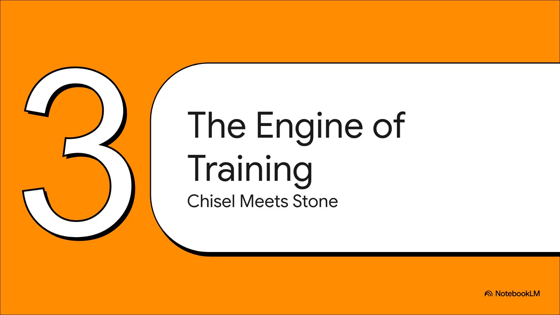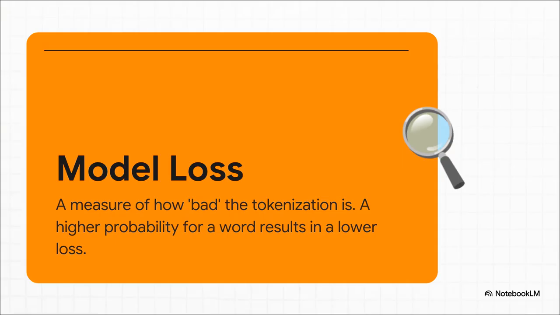All right, next up, the engine of training. This is where we connect the sculptor's chisel to the stone. So we've just seen how Unigram splits a single word, right, based on probability. The big question now is, how does that connect back to our sculptor, to that big training loop where we're chipping tokens away?